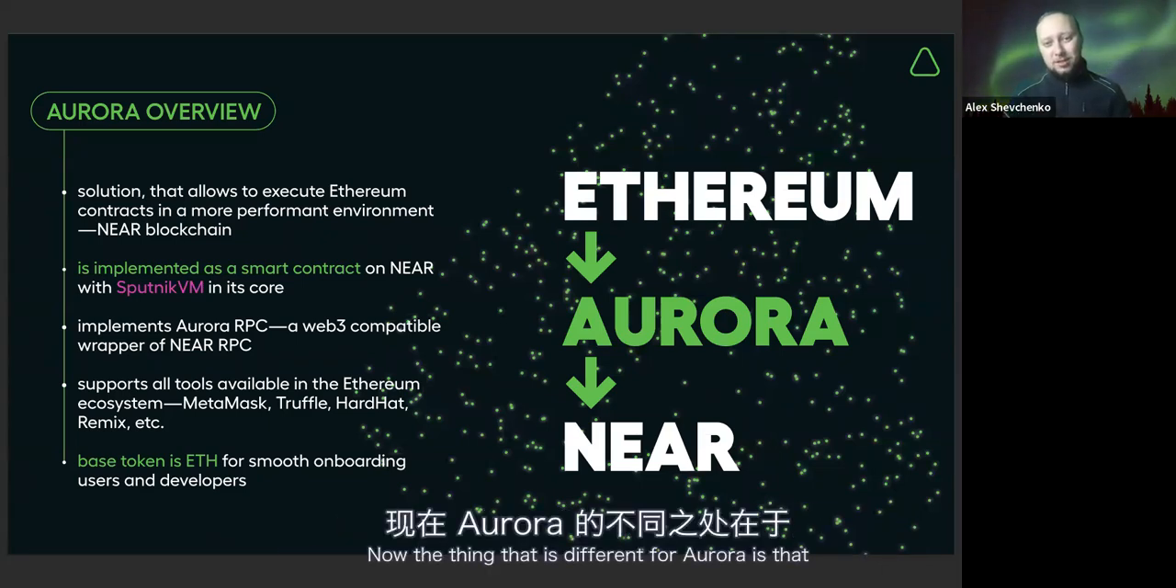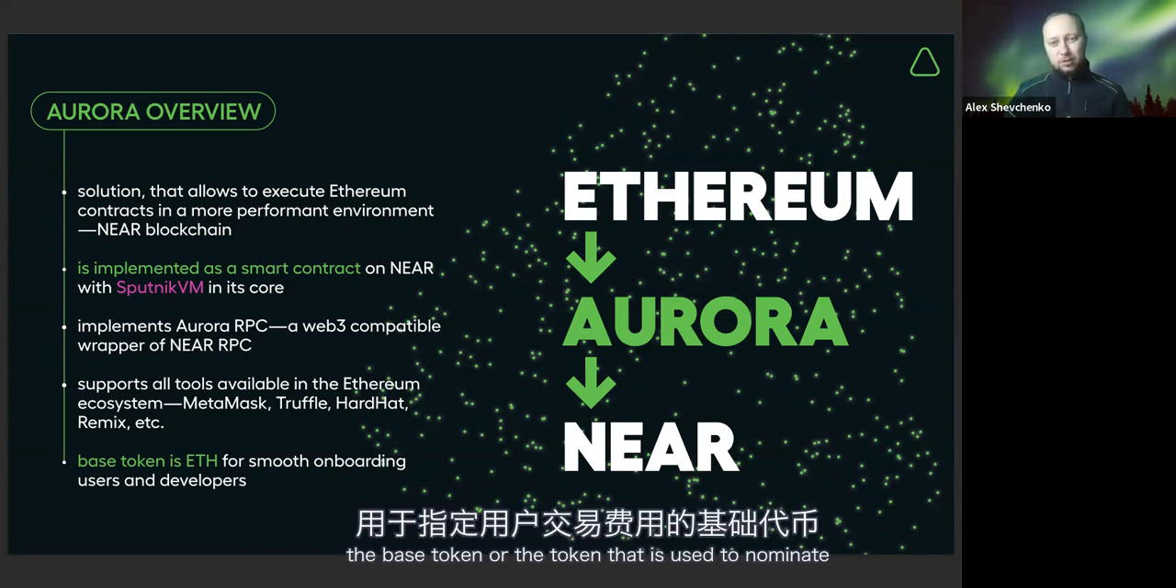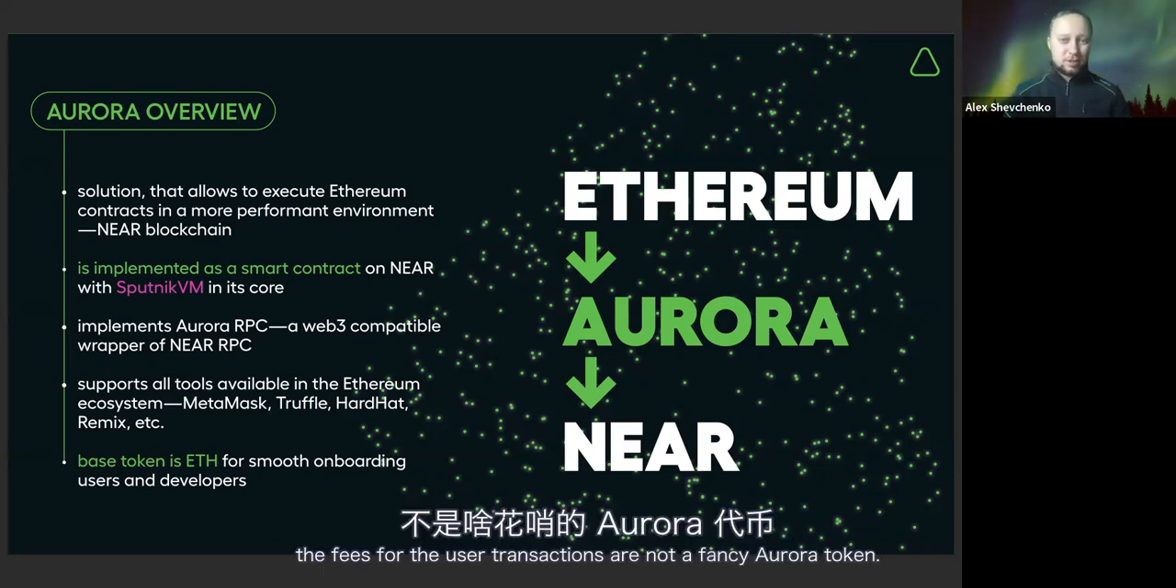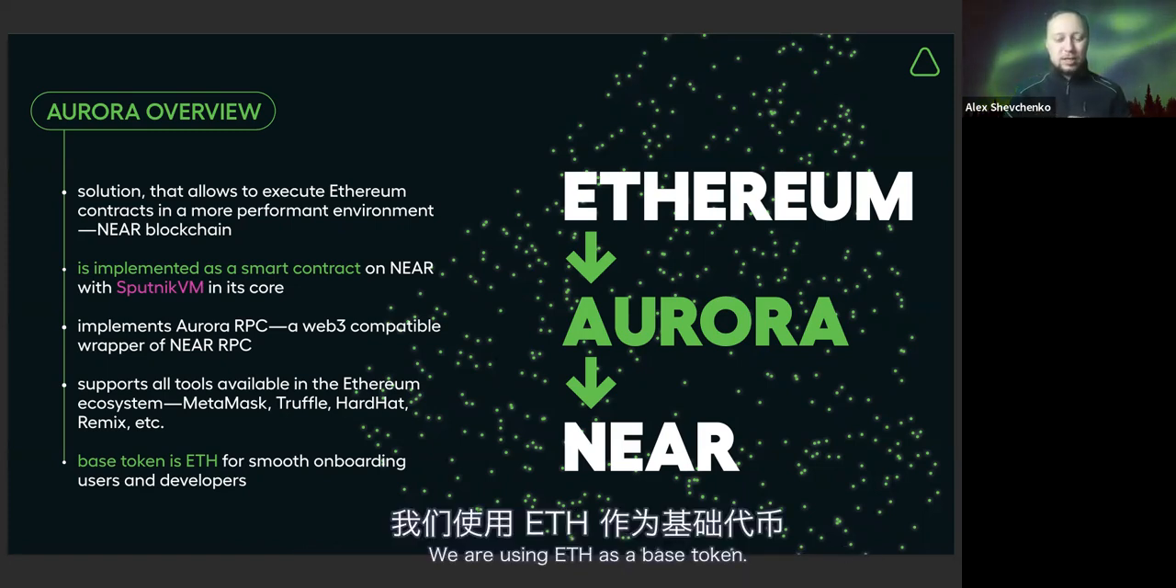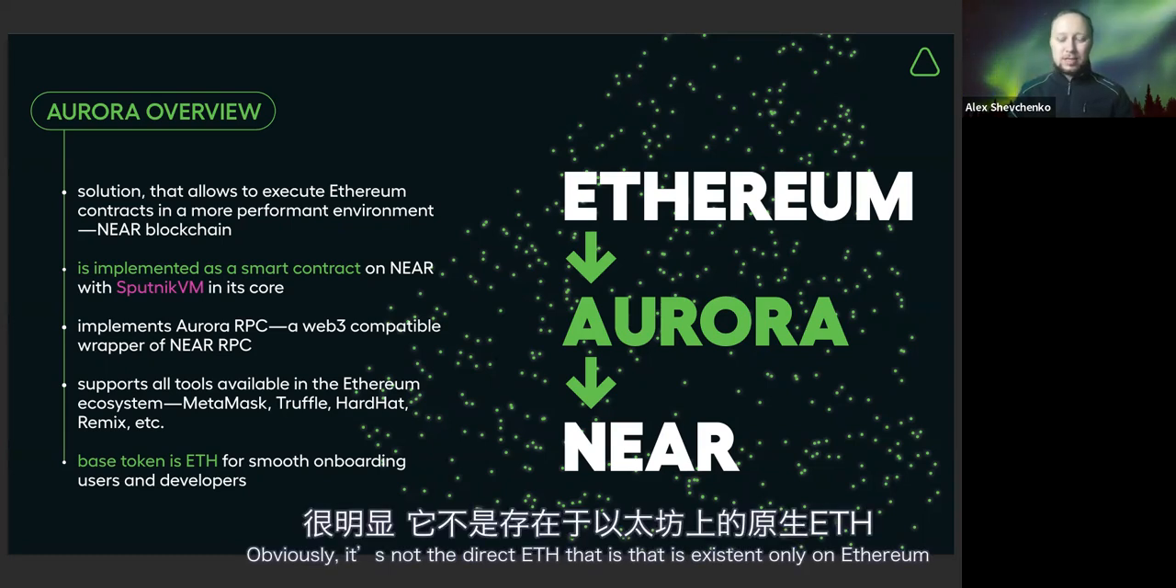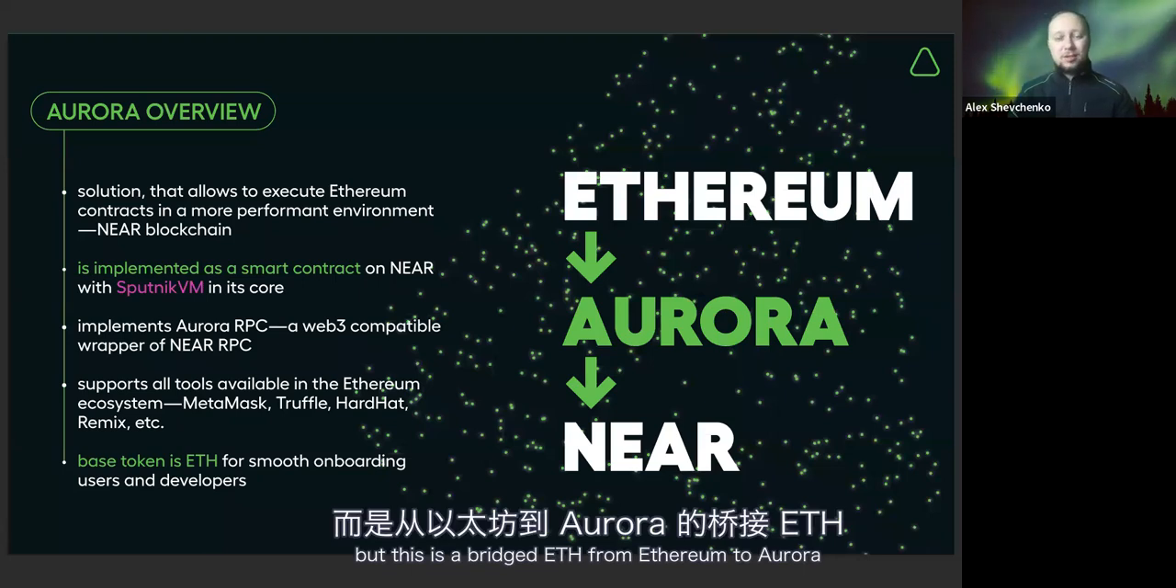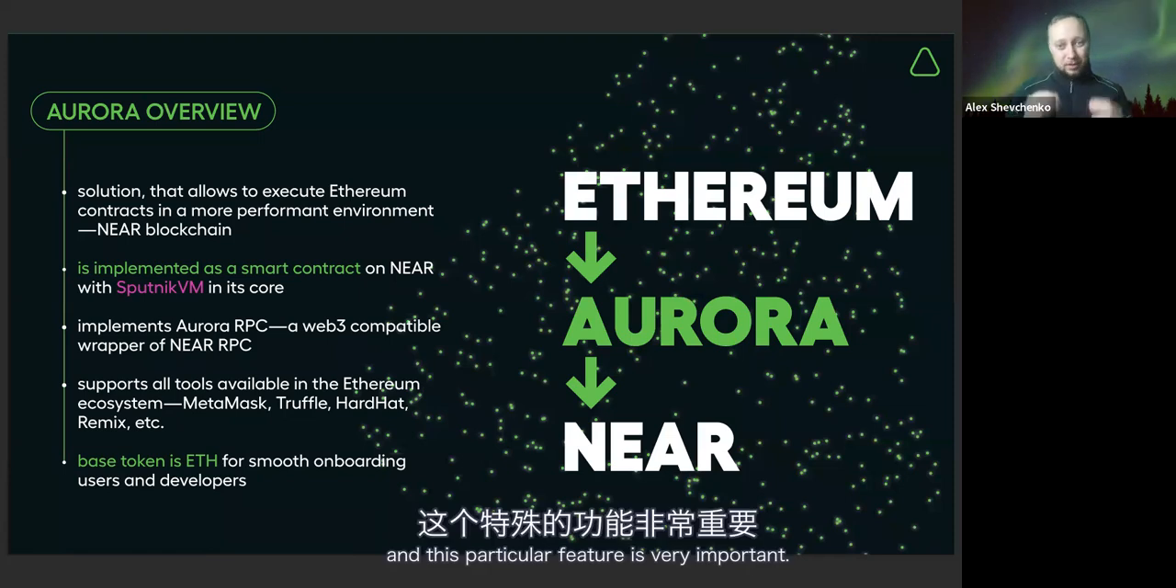Now, the thing that is different for Aurora is that the base token, or the token that is used to denominate the fees for the user transactions, is not a fancy Aurora token. We are using ETH as a base token. Obviously, it's not the direct ETH that exists only on Ethereum, but this is a bridged ETH from Ethereum to Aurora. And this particular feature is very important.